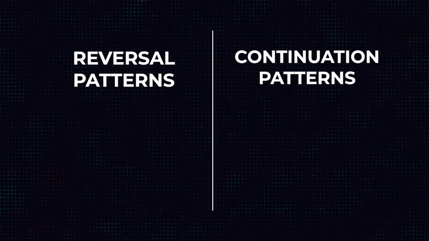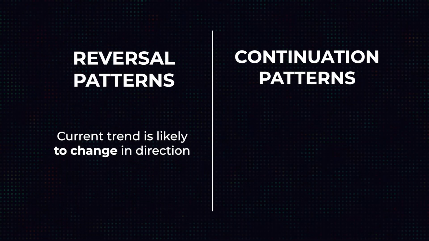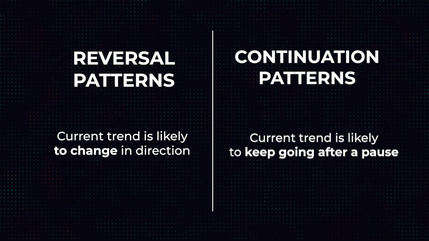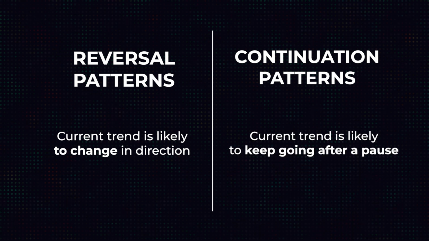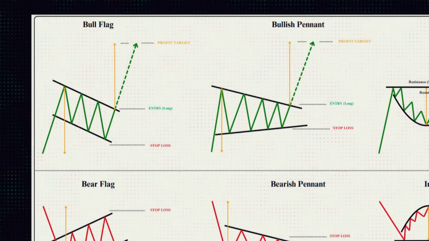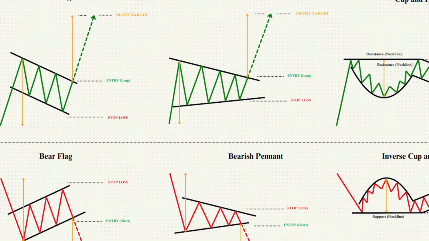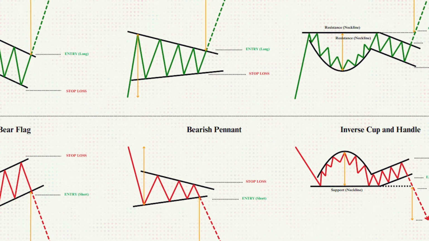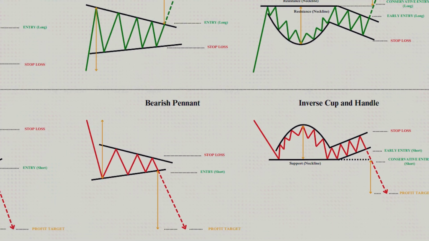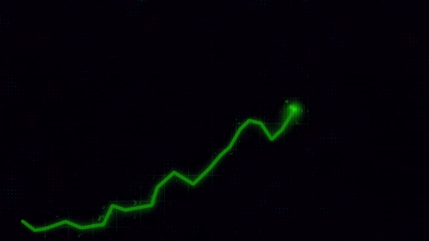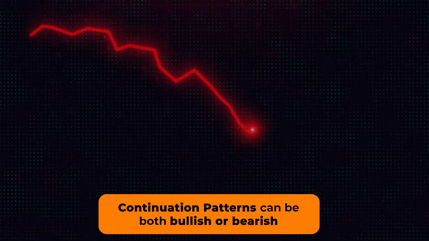Unlike reversals, which signal a change in direction, continuation patterns show that the current trend is likely to keep going after a brief consolidation. These patterns reflect a pause where the price moves sideways or slightly against the trend before continuing in the same direction. They help confirm that the momentum remains strong, offering traders a chance to trade with the trend. The first pattern is the bullish flag pattern.